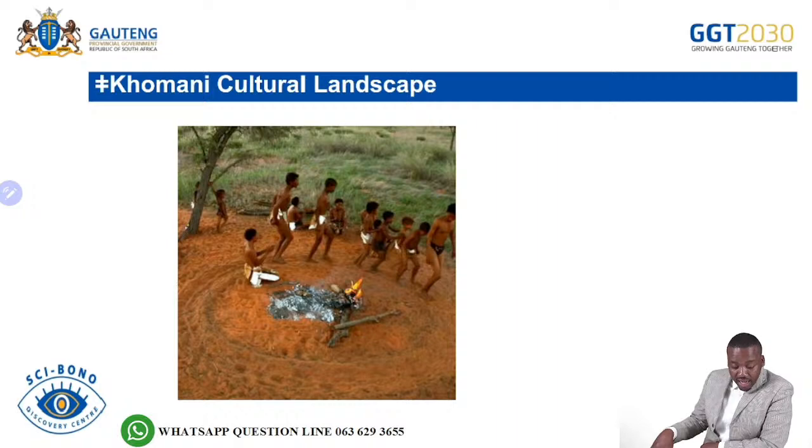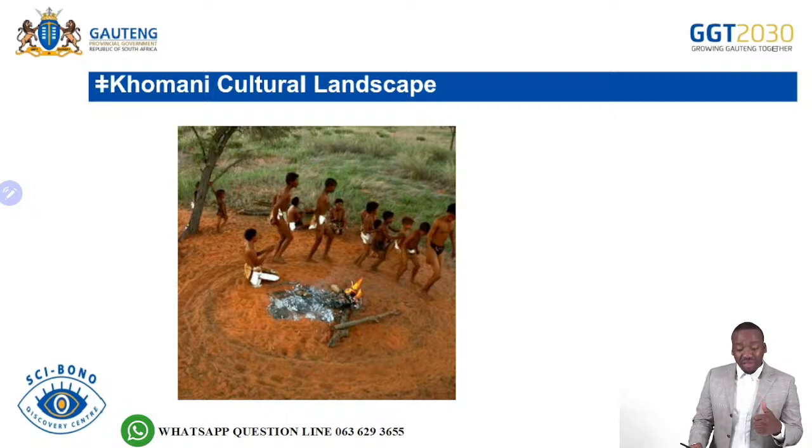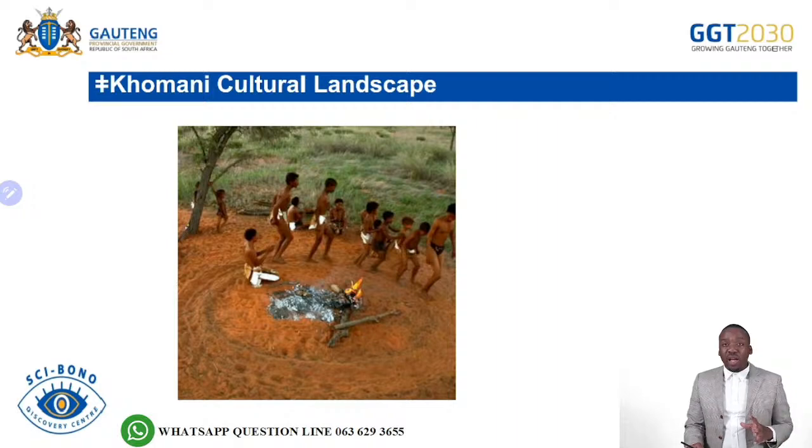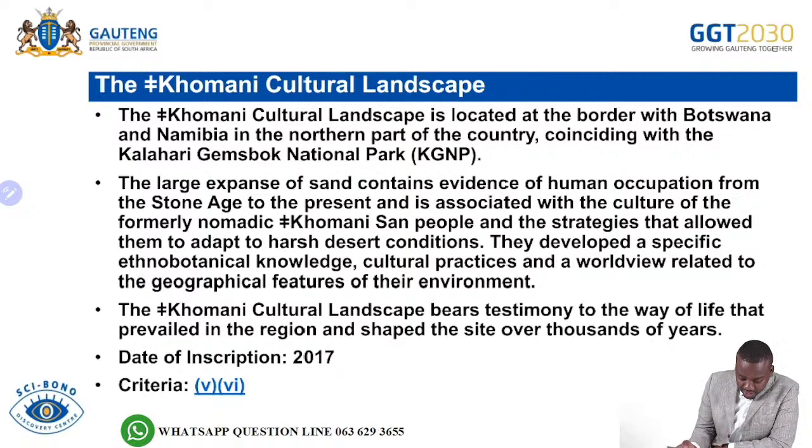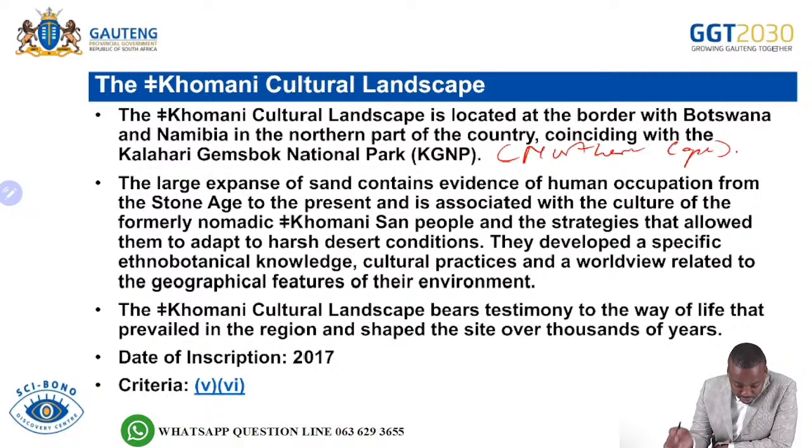Then we have Khomani Cultural Landscape. Khomani Cultural Landscape. This is our 9th World Heritage Site that we have here in South Africa. As you can see already on the visual, you can see here what is preserved. It is some of the Nama or a group of culture that we have there. So what are we talking about when we talk about Khomani Cultural Landscape? We are saying it is located at the border of Botswana and Namibia in the northern part of the country, coinciding with Kalahari-Gemsbok National Park. So it is located where? In Northern Cape Province.